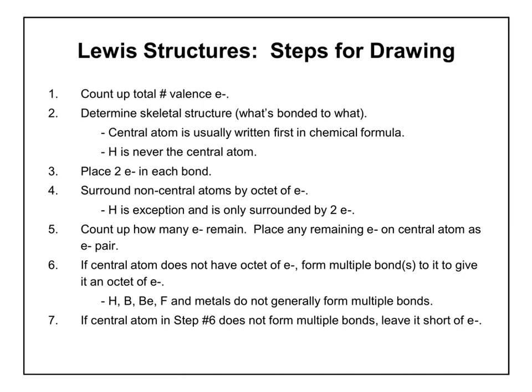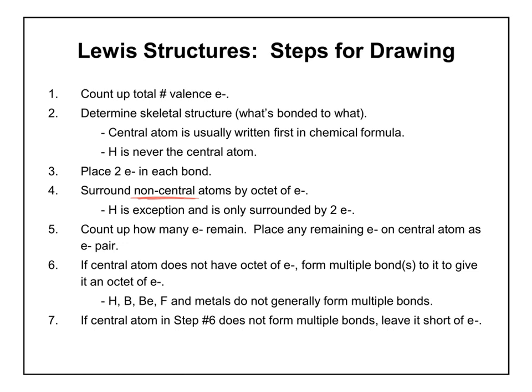Next, you're going to be placing 2 electrons in each bond. Then surround the non-central atoms, okay? Worry about your outer atoms. Surround the outer atoms, the non-central atoms, by an octet of electrons. Make them happy because they want an octet. Except hydrogen. Again, hydrogen is an exception. It follows the duet rule. It's happy with 2. Then you count up how many electrons remain. Place any remaining electrons on the center atom. And you put them on the central atom as an electron pair.